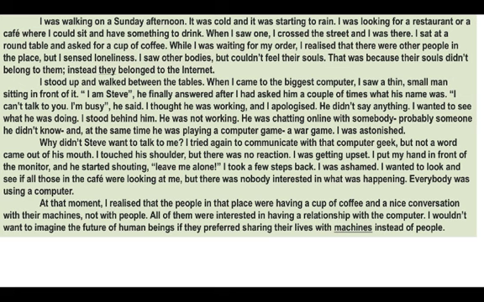Alright, so I was walking on Sunday afternoon. It was cold and it was starting to rain. So, what was this person doing there? He was looking for a restaurant or a cafe where he could sit and have something to drink. So this is the purpose. When I saw one restaurant, I crossed the street and I was there. I sat at a round table and asked for a cup of coffee.